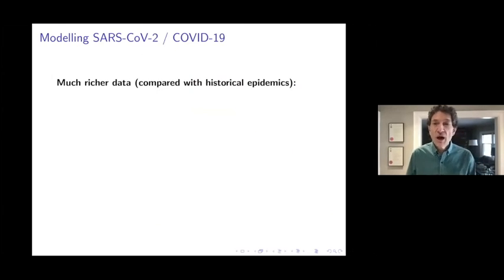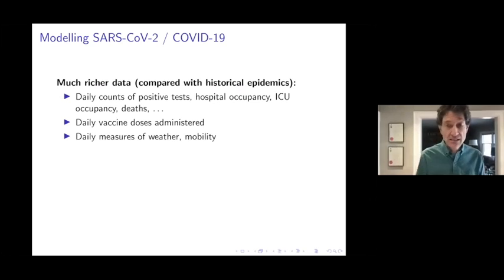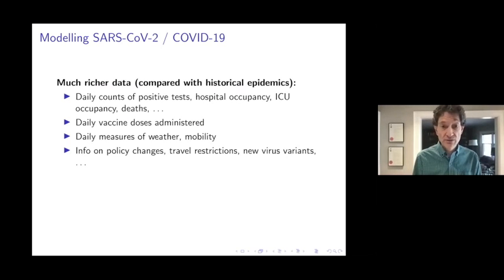So how do we make projections that are useful to governments? Well, fortunately, we have much richer data than the kinds of things that I showed you, even for measles, certainly for the Black Death. We have daily counts of all sorts of information about these epidemics. We even know the daily numbers of vaccine doses administered since there's been a vaccine. And we have all sorts of detailed measures about things like mobility patterns in addition to weather and so on. And we know exactly when policy changes were made.